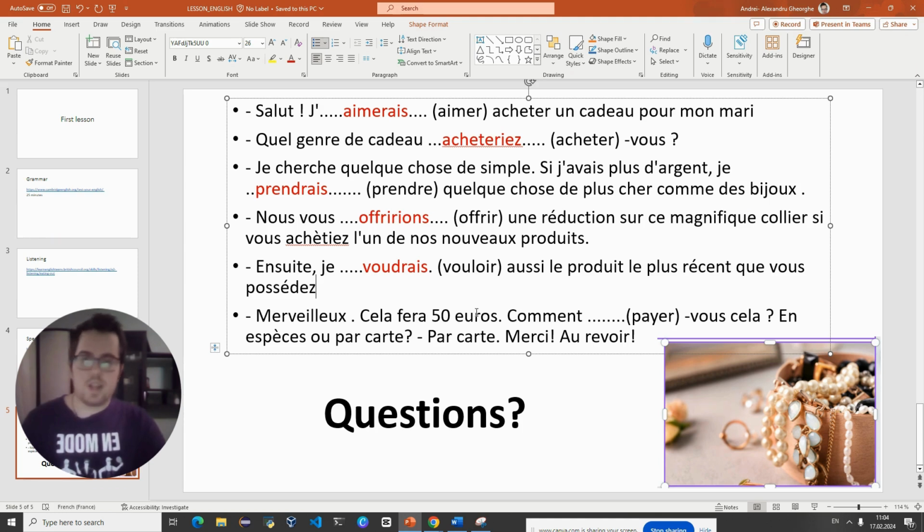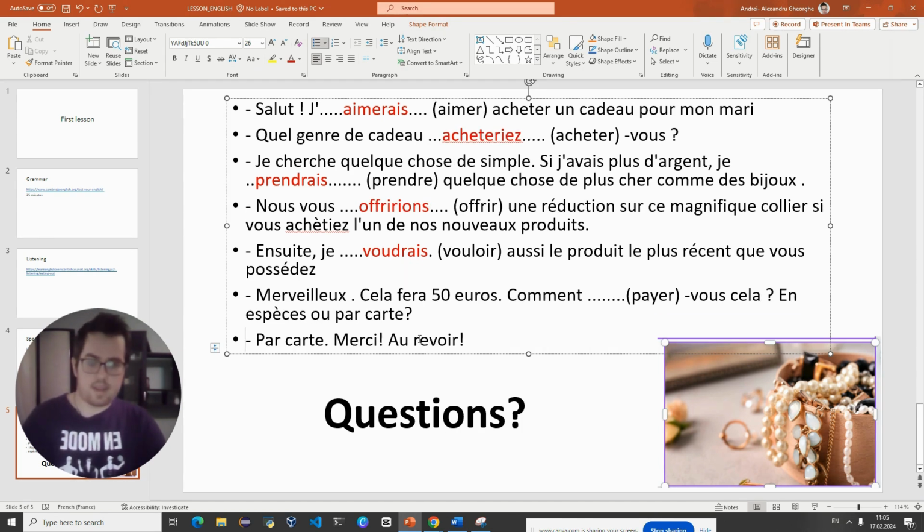Merveilleux. Cela fera 50 €. Comment payez-vous cela? En espèces ou par carte? And let's make it like this. Par carte, merci, au revoir.